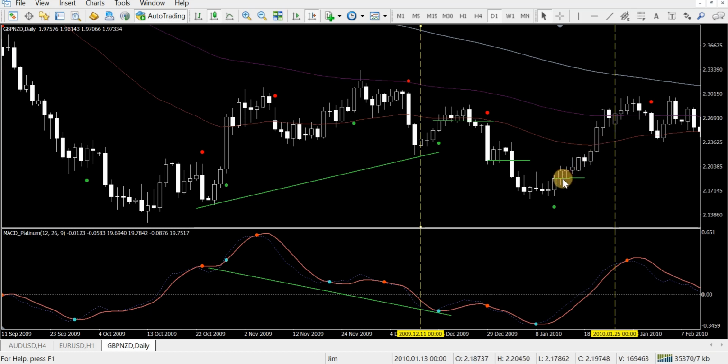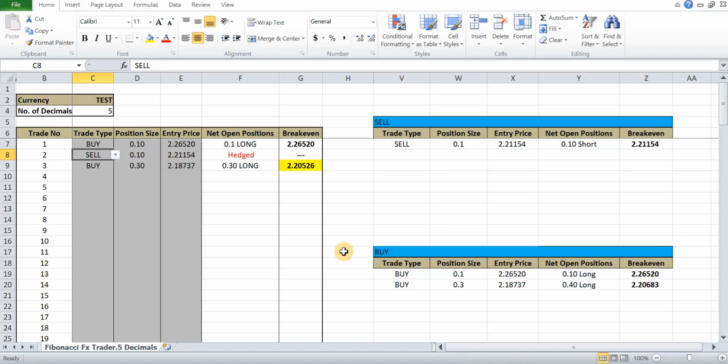And here it has. So keeping in mind now, if you didn't take that sell trade, go back to the sheet and have a look. With the sell trade, our overall break-even is at 2.20526. Without it, it's actually more, 2.20683. There you go. I'll have to check that. But I don't recommend doing it just for the buys. I would stick with the sells. Just gives you some much more protection.